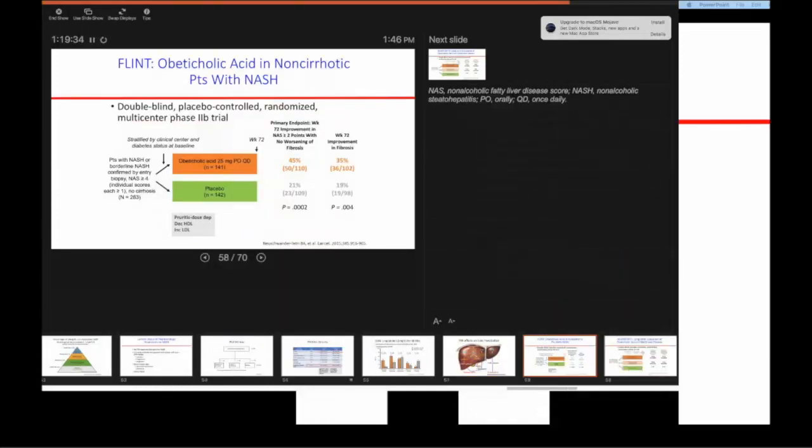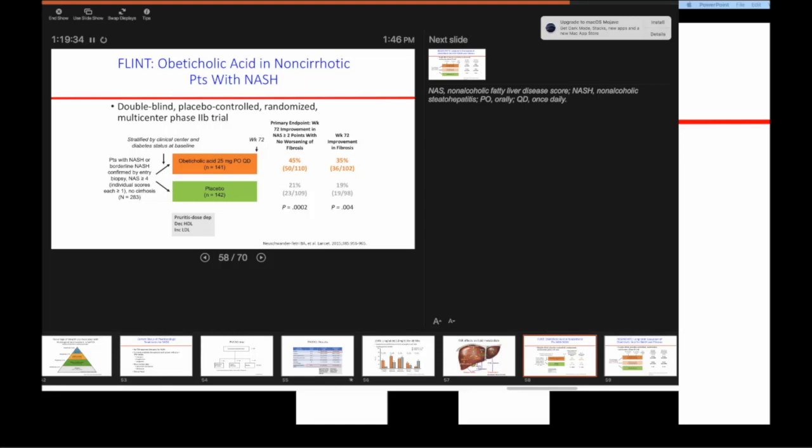So this is one of the first big studies that came out. This was the FLINT trial that was done by the NASH Clinical Research Network, the phase 2b trial, looking at obeticholic acid, which is a potent FXR agonist. Your endogenous agonist is chenodeoxycholic acid, one of your primary bile acids. And this has 40 to 100 times the affinity. Okay, and it's a nuclear receptor.